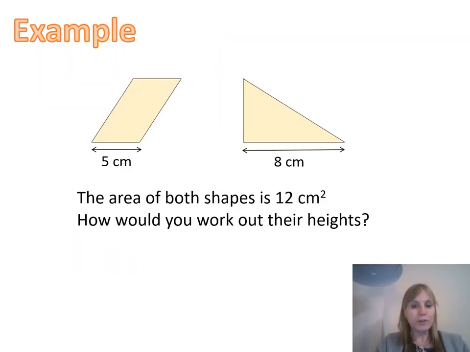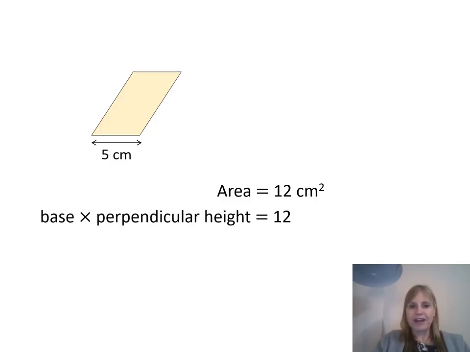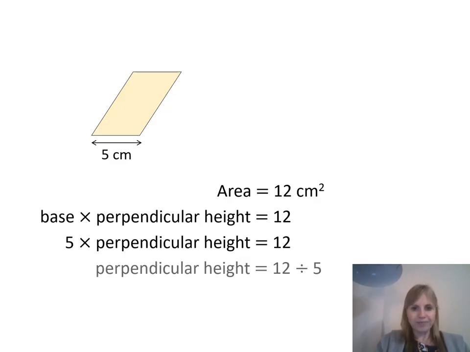Okay, so you can also use the formula if you know the area to find missing sides. In these questions, we need to find the heights, and we're told that both shapes have an area of 12 centimetres. Let's have a look at the parallelogram. Well, the area of the parallelogram is base times perpendicular height, and in this case we know it's equal to 12. So 5 times the height is 12, and when we rearrange that, we can then divide by 5 to give us 2.4 centimetres.